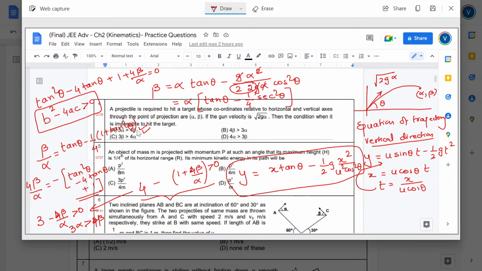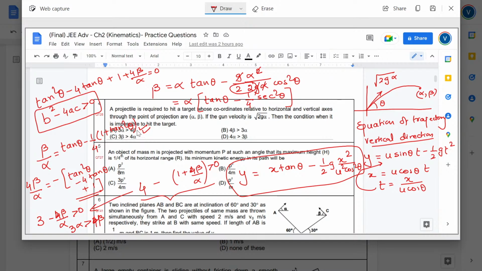Chavi, the way we have approached the question, let's first understand the question. A projectile has been thrown with some initial velocity that is given to be square root 2g alpha. What is alpha? It is some constant. And if this projectile were to pass through a certain point whose coordinates are alpha and beta, then what is the condition when it is impossible to hit the target?